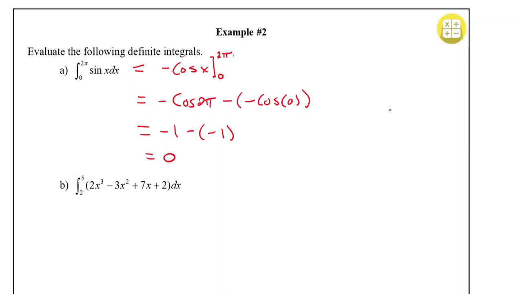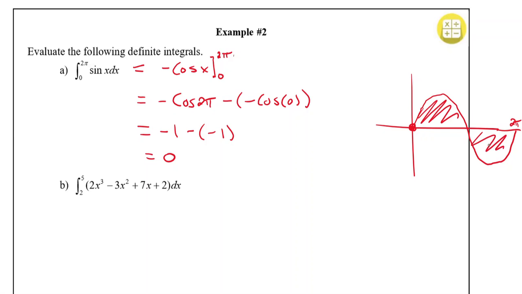And that makes sense, right? Because our function here, sine x, would start at 0 and it would go above the x-axis and below the x-axis, right? And then come to 2 pi. So what we just found is that this area minus this area gave us a net result of no area, right? So we ended up with 0. Okay, all right, moving on.